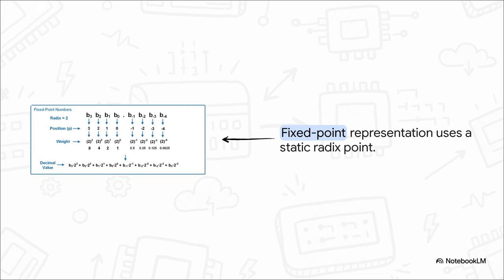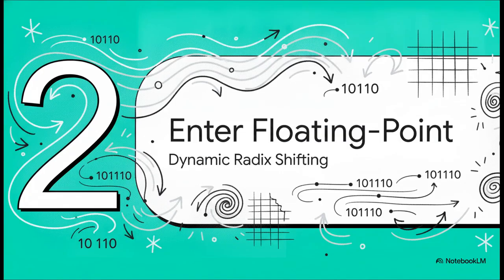But if that radix point never ever moves, we've got a massive problem. If you need to calculate tiny microscopic fractions, you're literally wasting all your whole number bits. On the flip side, if you're calculating the distance to Jupiter, you waste all those fractional bits. It leads to incredibly suboptimal memory use and severely limits the actual range of values you can encode. Which brings us to part two.